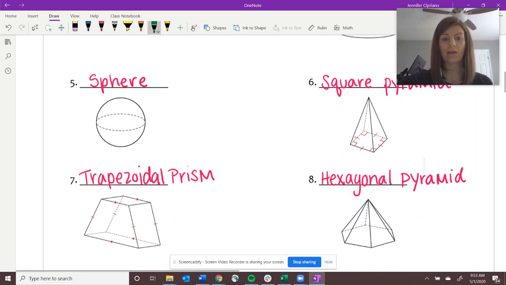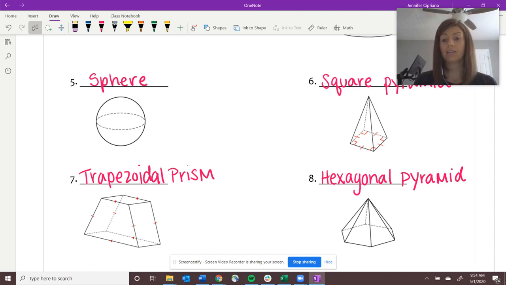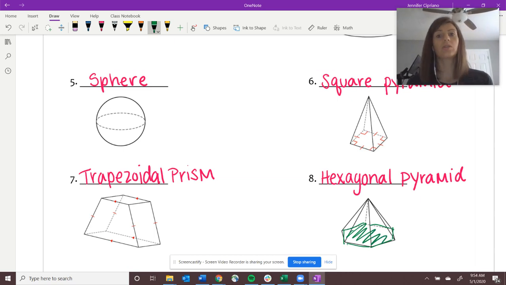Looking down at number 8, this is obviously a pyramid, which we also name by its base. And if you count the sides, it has 1, 2, 3, 4, 5, 6 sides. So its base is also a hexagon, which makes it a hexagonal pyramid.